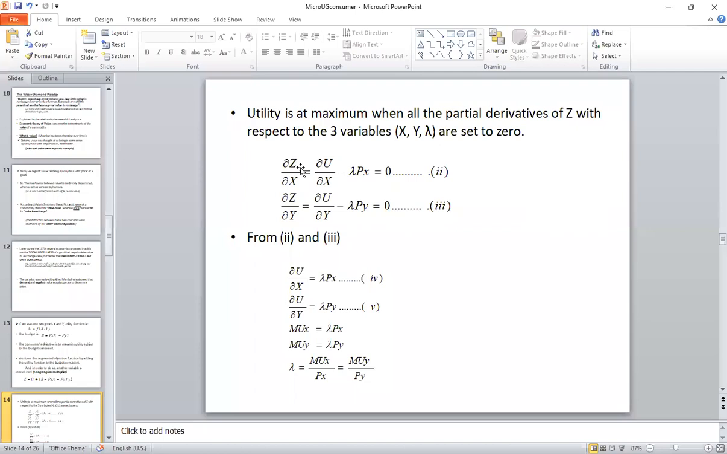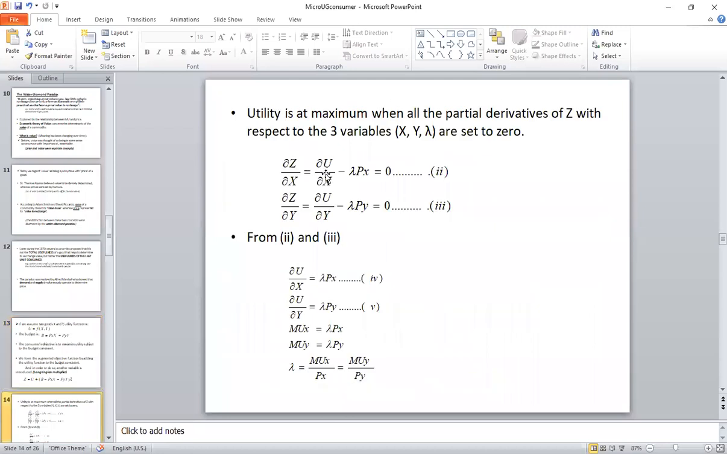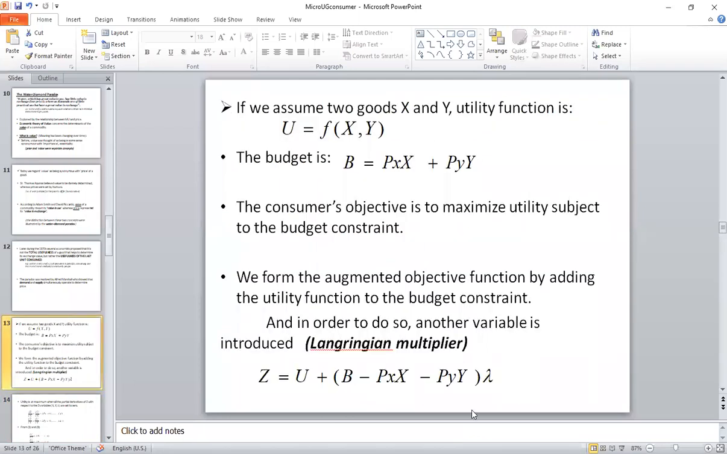In this section, we are interested in X and Y. So when we go back to this function here, you are differentiating with respect to X. So you say dZ/dX. Then you come here, say dU/dX, and then you also differentiate all this with respect to X. So we have dU/dX minus lambda Px. When you go back here, of course, PyY will be a 0 because there's no X in PyY. It will be a 0.